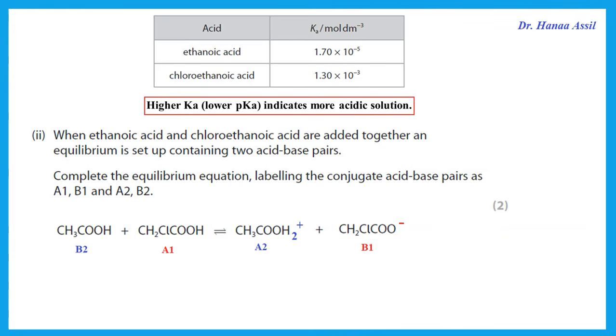So that's base 1. The other one, which is the ethanoic acid, would then need to act as a base, so that is B2. It takes the proton and becomes an acid, so that is A2. Remember, the acid becomes conjugate base, the base becomes conjugate acid.